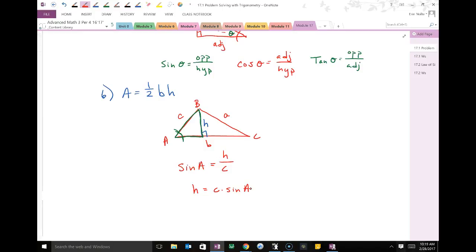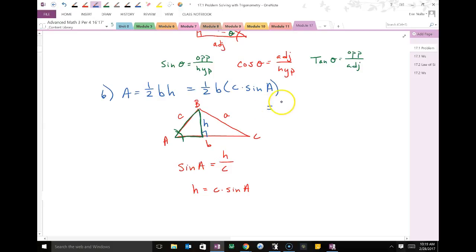So, remember how we just said the area is 1/2 times the base times the height? Well, I know what the height is. What's the height? It's C times the sine of A. So I now have an equation that will work for any triangle given the side lengths. I don't have to find my height. I can use this equation instead.